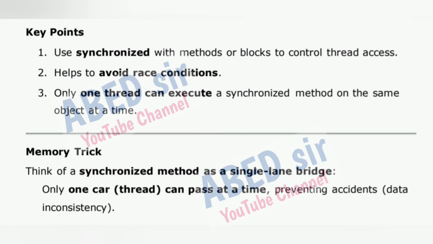Key points. 1. Use synchronized with methods or blocks to control thread access. 2. Helps to avoid race conditions. 3. Only one thread can execute a synchronized method on the same object at a time. Memory trick. Think of a synchronized method as a single-lane bridge. Only one car, or thread, can pass at a time, preventing accidents and data inconsistency.